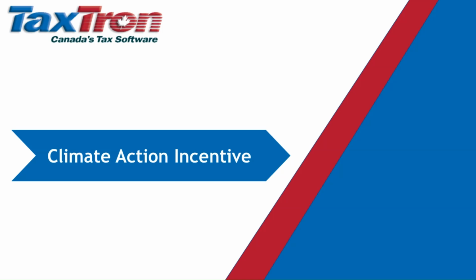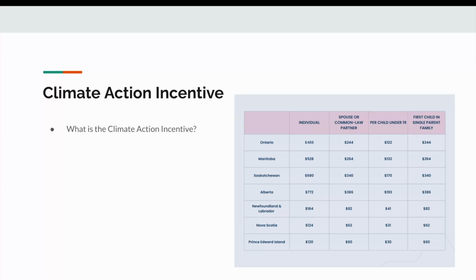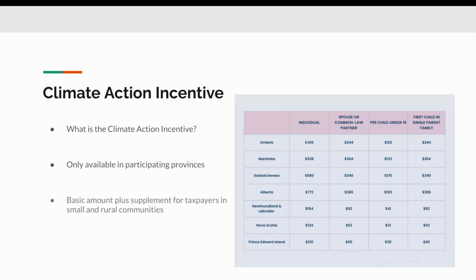In this video, I will be going over how to claim the Climate Action Incentive. The Climate Action Incentive payment is a tax-exempt payment designed to aid individuals and families in offsetting the costs associated with federal pollution pricing. This benefit is accessible to residents of participating provinces. It comprises a basic amount and an additional supplement specifically intended for individuals residing in small and rural communities.